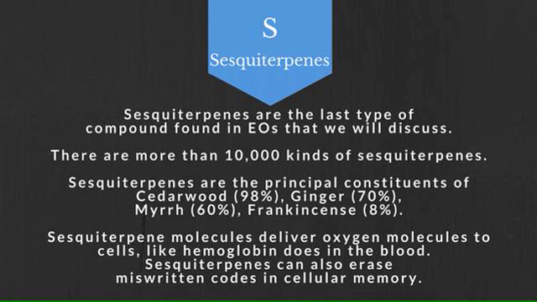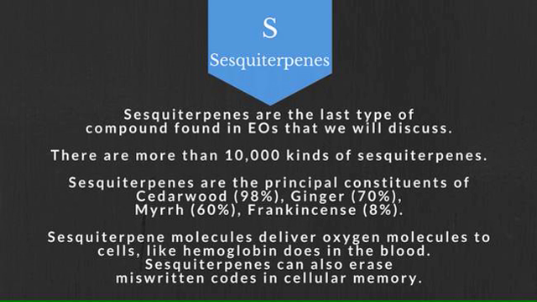Sesquiterpenes is the final compound that we're going to be talking about in the PMS Big Triple Punch, and there are more than 10,000 different kinds of sesquiterpenes. So there's all different types, and they are found in cedarwood, ginger, myrrh, and frankincense, along with other essential oils, but these are just some examples of the percentages that I have.